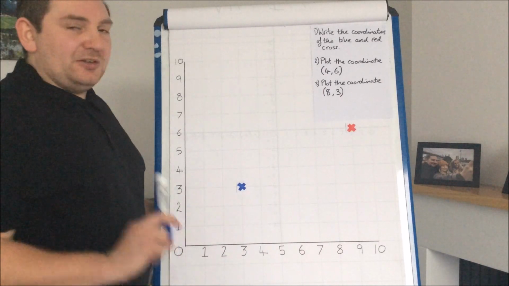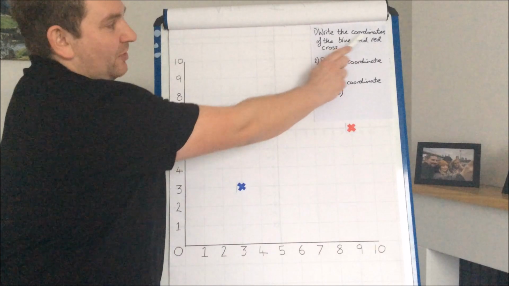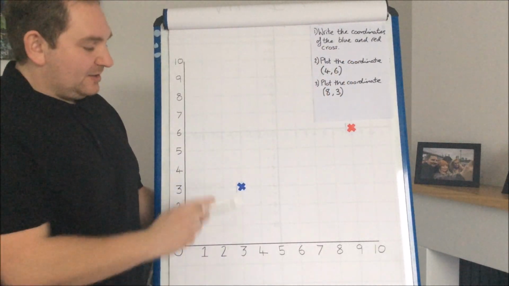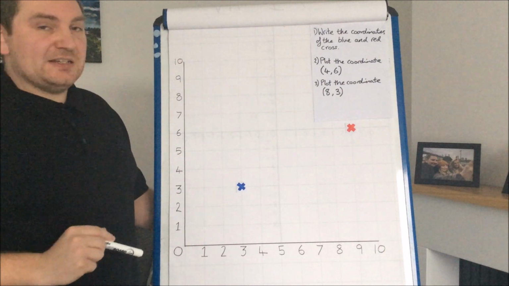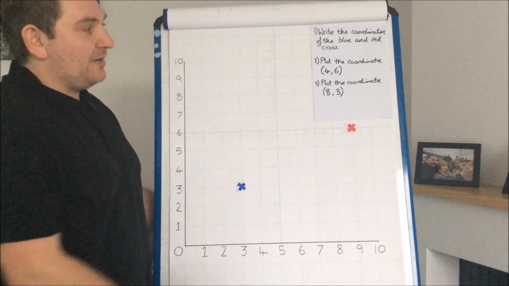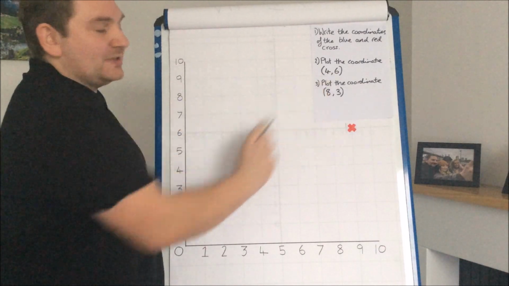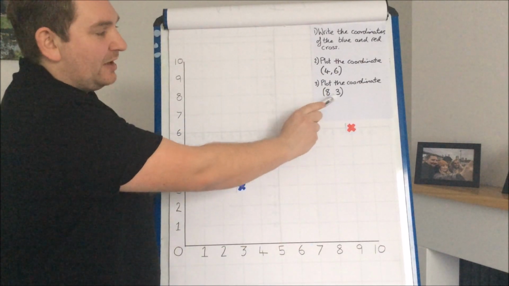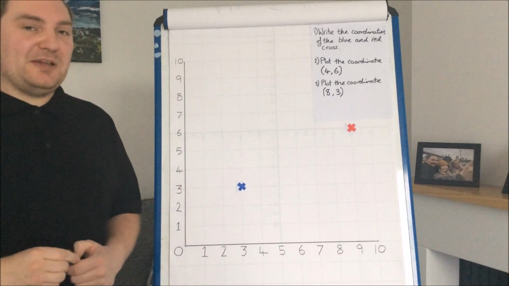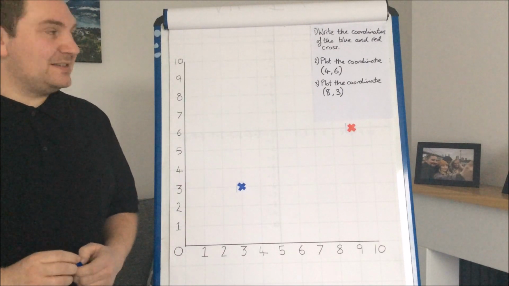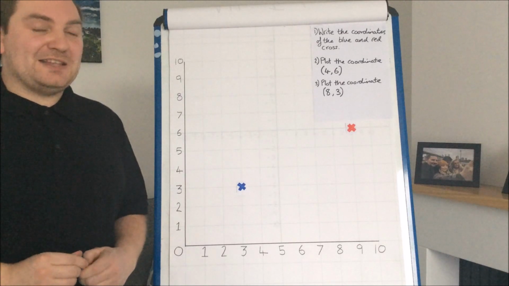So, I would like you to have a go at these questions. I would like you to write the coordinates of the blue and the red cross. So we have the blue cross here, and we have the red cross there. After you've written down those coordinates, I would like you to have a go at plotting the coordinate 4, 6 and plotting the coordinate 8, 3. Obviously you can't write on this, so you could just point to where you think they would be and then we'll go over the answers. So you can pause your screens now and have a go.